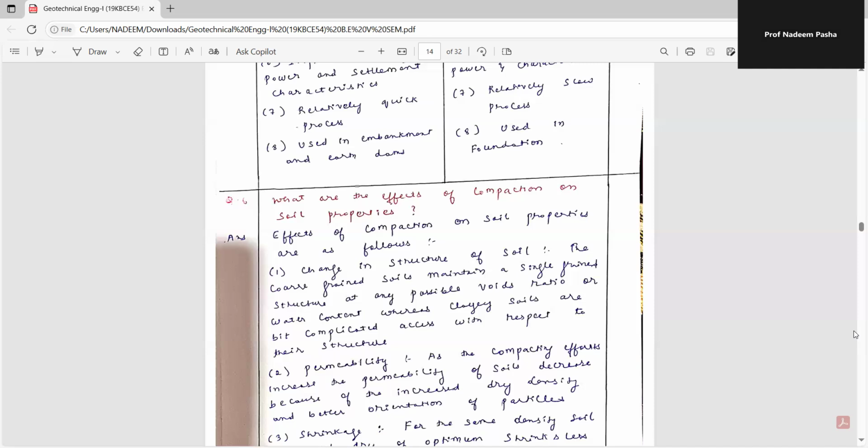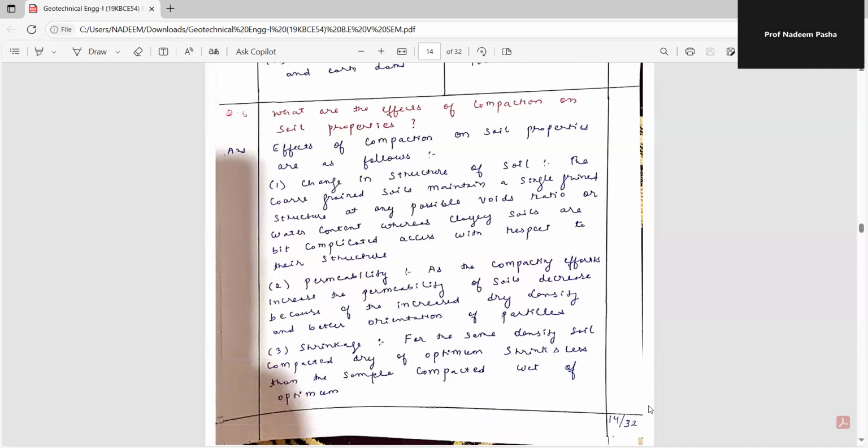Next, number two, permeability. As the compactive effort increases, the permeability of soil decreases because of the increased dry density and better orientation of particles. Second effect of compaction is permeability.